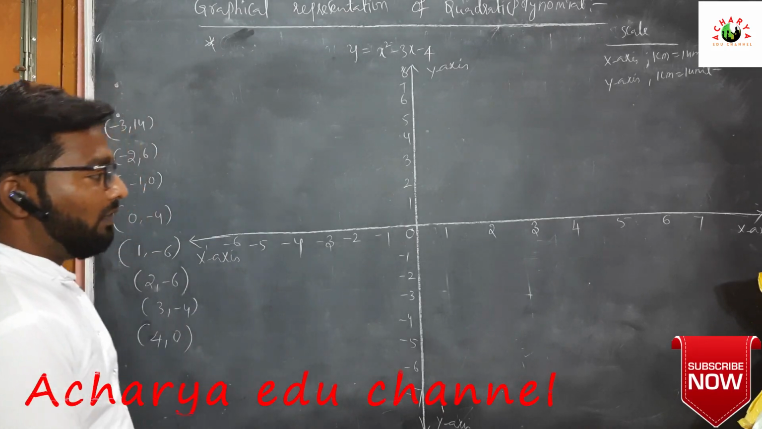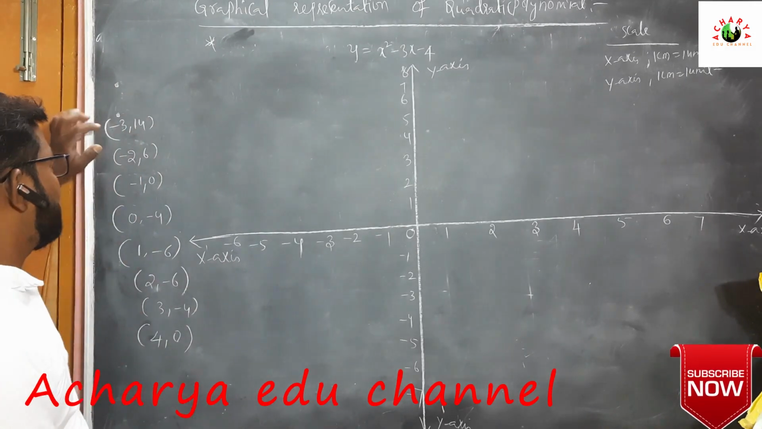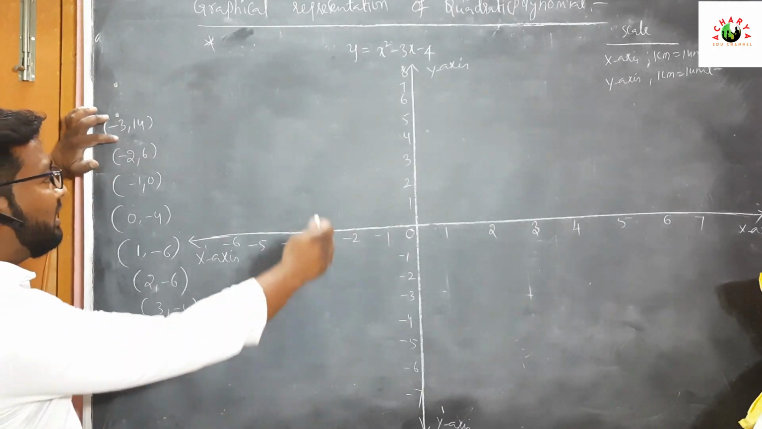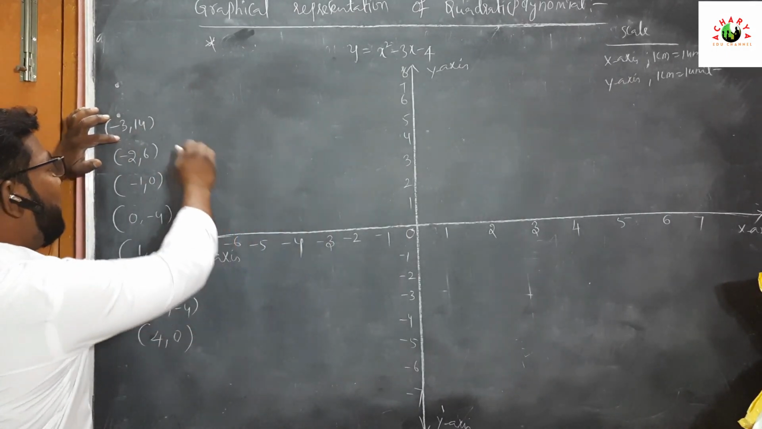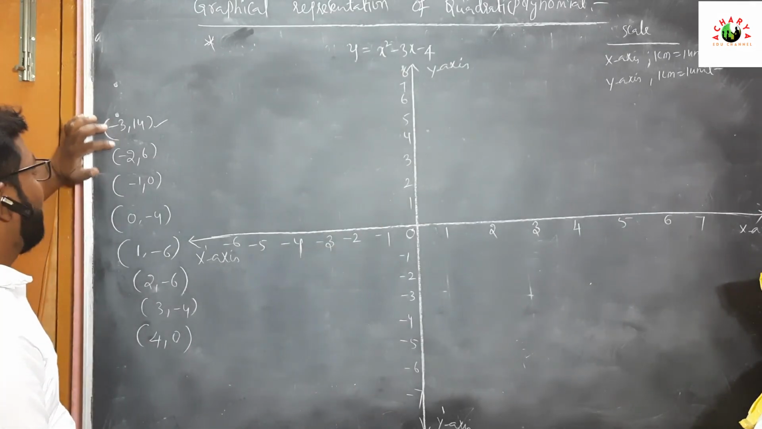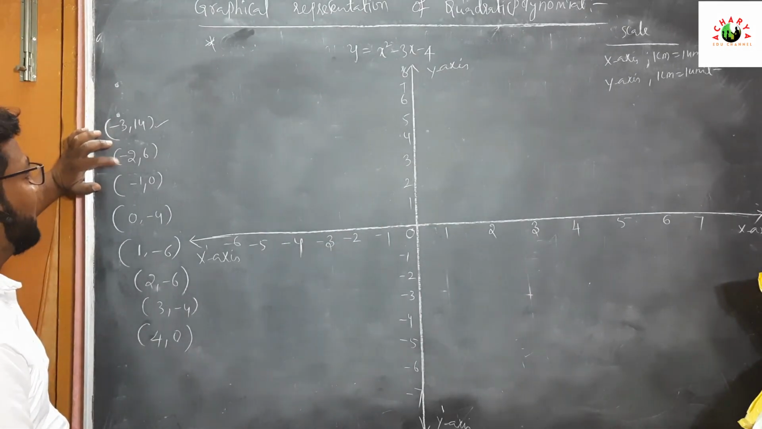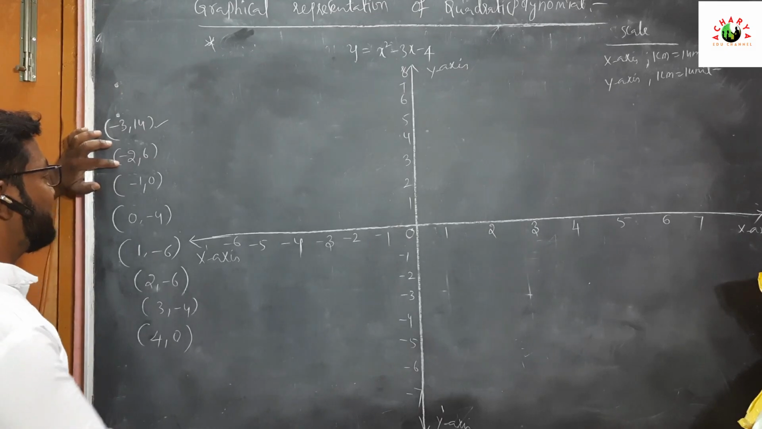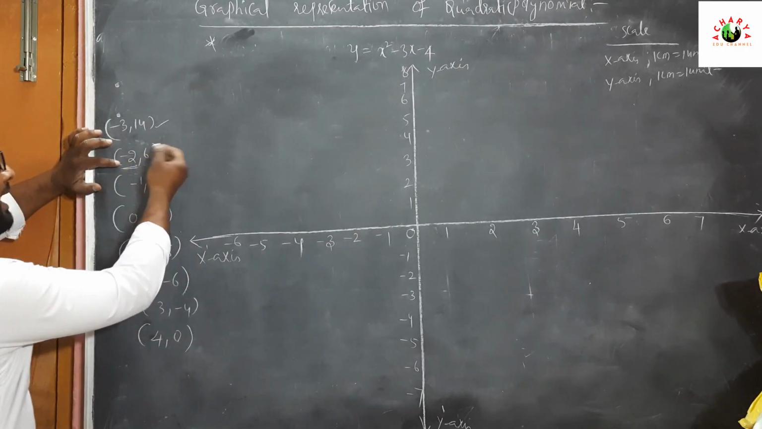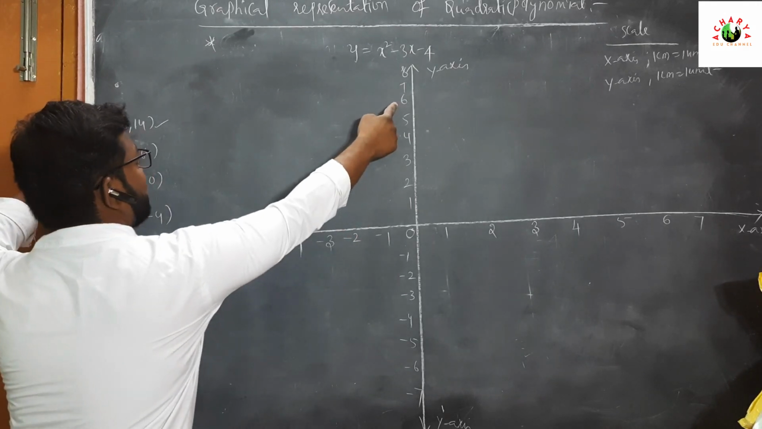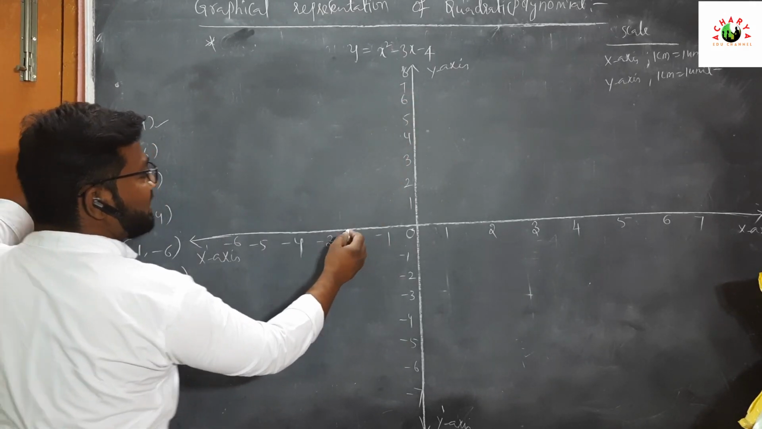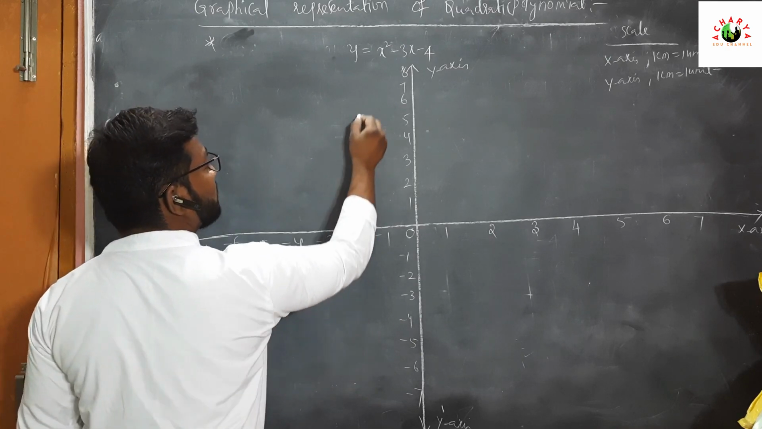Okay, now we have to plot the points on the graph. See, first one is minus 3, 14. Here actually in that graph 14 is not there. Leave the point, that is not a problem. Afterwards we have to extend the graph. Next minus 2, 6. On the x-axis we can take minus 2. On the y-axis we can see 6 here.